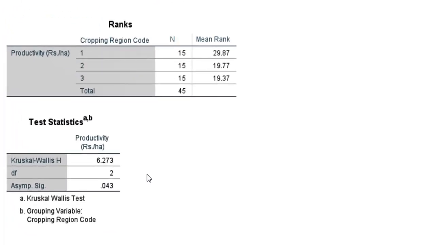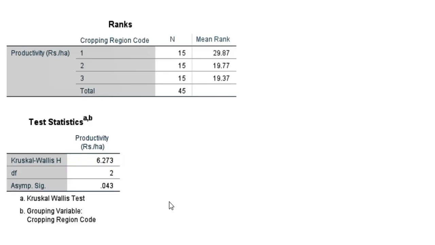The result of the Kruskal-Wallis test indicates that the p-value is less than 0.05. This indicates that there is a statistically significant difference in agricultural productivity in rupees per hectare among the three cropping regions. In other words, we can say at least one cropping region has a significantly different level of productivity compared with others.